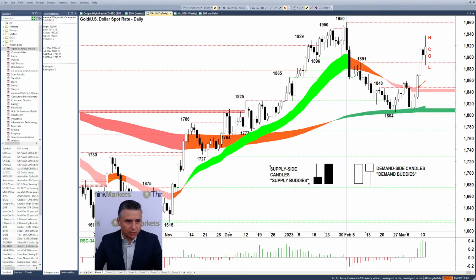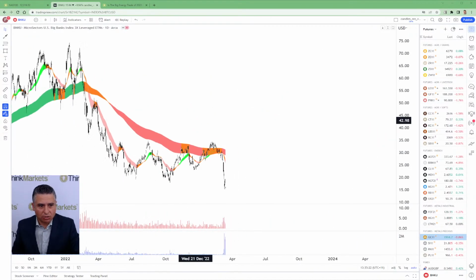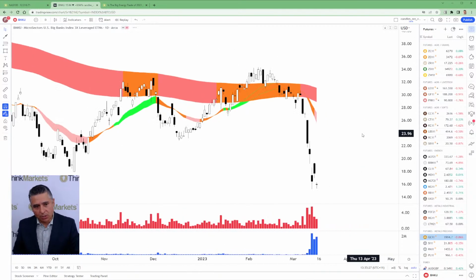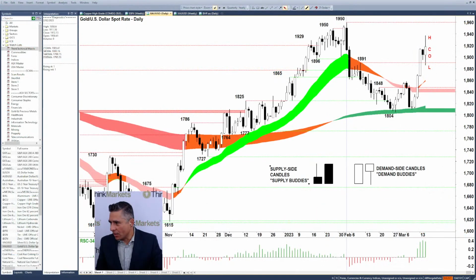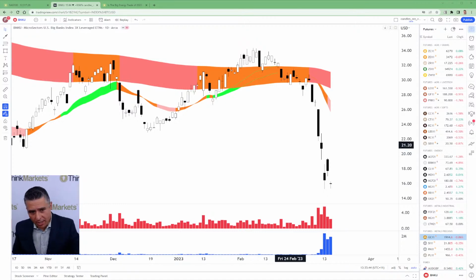What you need to look out for, Jay, is very simple. You can't see what I'm talking about, but you can now. So that's the MicroSectors US Big Banks Index, 3 times leveraged exchange traded note. You can see the collapse there on the back of what's occurred over the last few days. And for Jay, are we finding any signs to buy? I'll just go back here very quickly and say, no, not until you see those demand side buddies pop in. And until I saw those, I think it's foolish to try and pick a bottom here. Could you be shorting that?